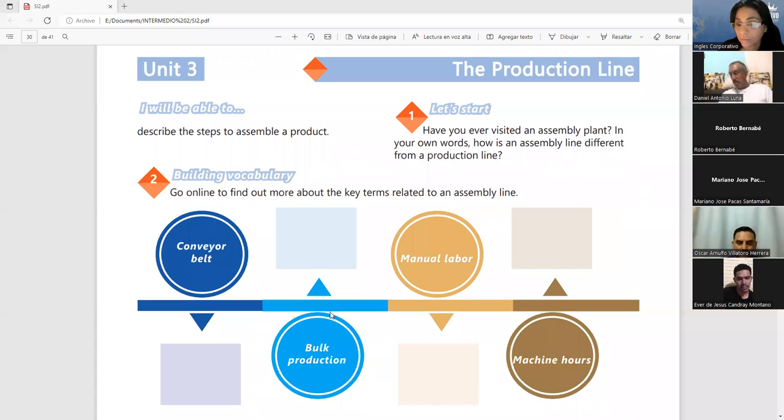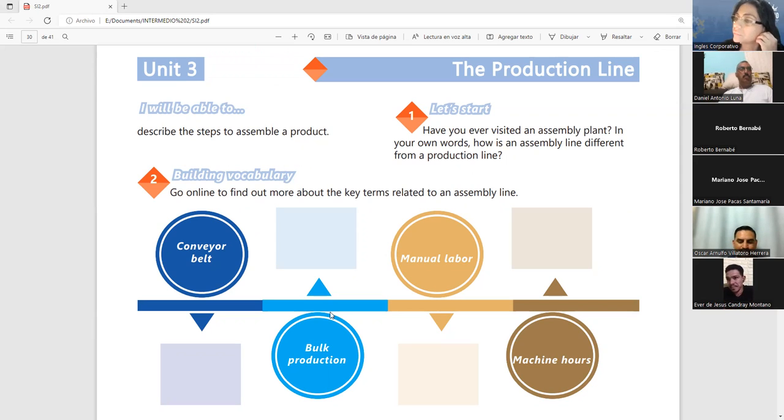Teacher, conveyor belt, we talked yesterday. Yes. But the other two, I have no idea. But machine hours is the time the machine works to create a product. Because more than 10 years ago I worked in a printing shop, where the customer needs a job, yes, a job.